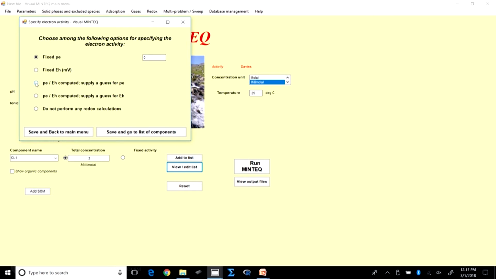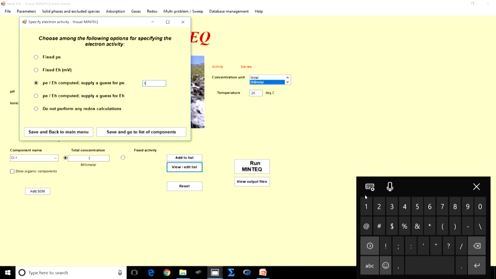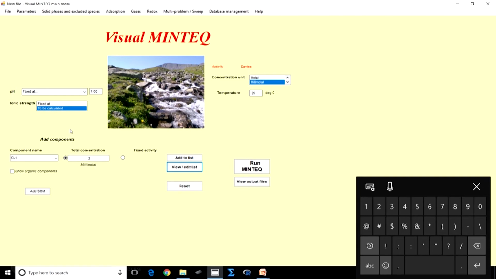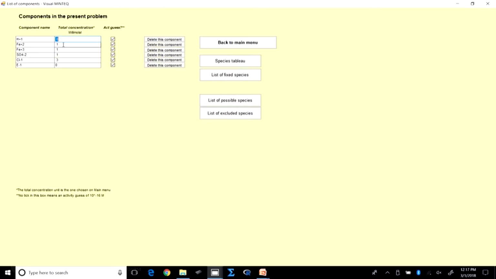We know that we need to compute pe, and here it asks us to supply a guess. Earlier, when we just considered aqueous complexes, the value was 4.9, and now it is going to fall further. Let us say the pe guess that I am going to give is equal to 1. So save and back to main menu. Right now we have given all the components, and this is the dummy with respect to the electrons, I guess, because it's a redox couple here.